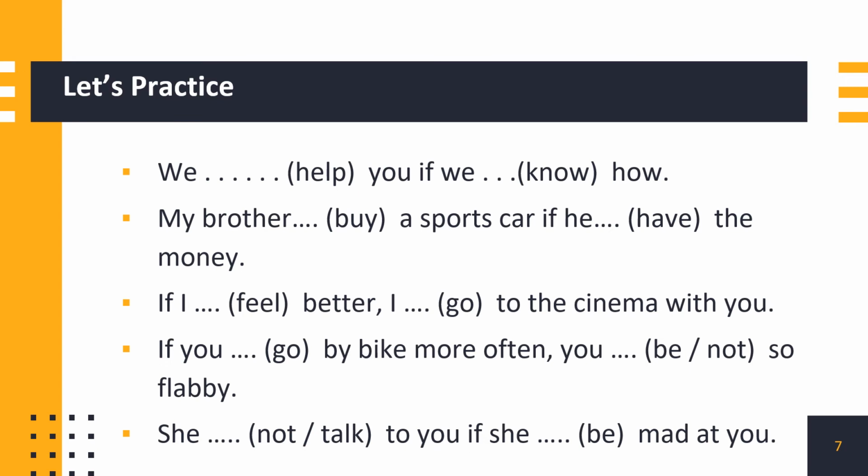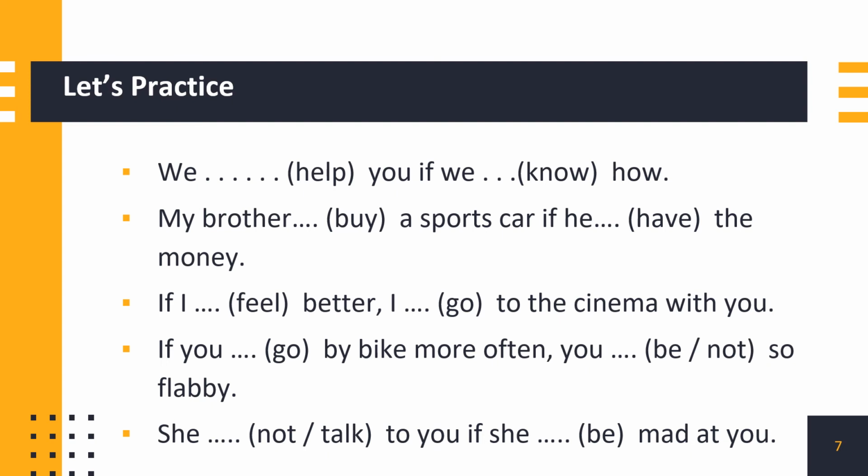What about the second one? Please think of the answer for the second sentence. My brother would buy a sport car if he, it should be followed by verb 2, had the money. I'll repeat. My brother would buy a sport car if he had the money.